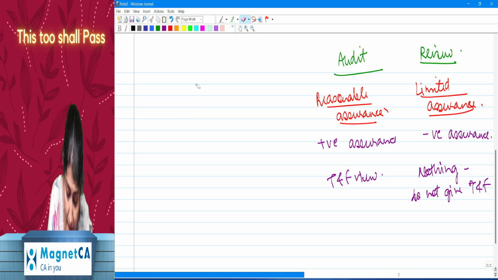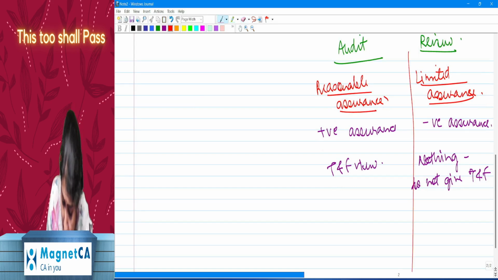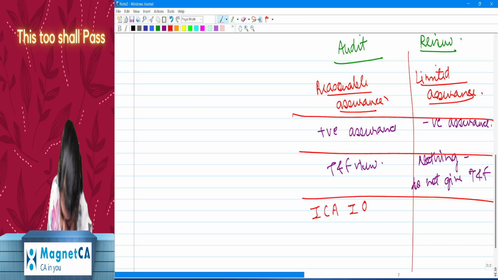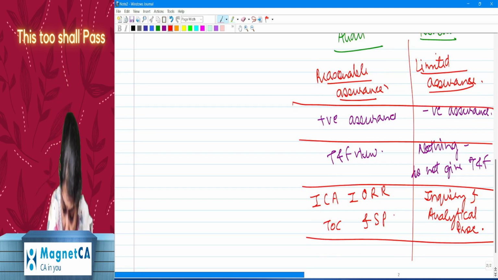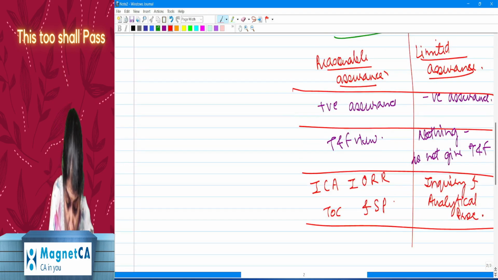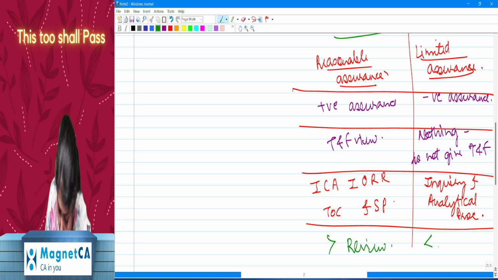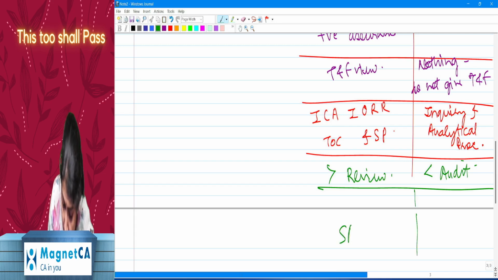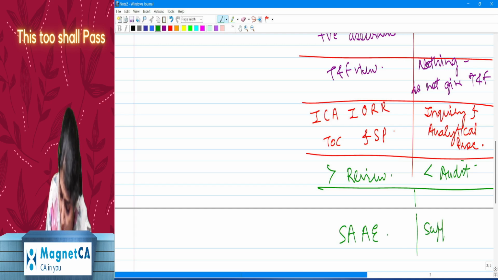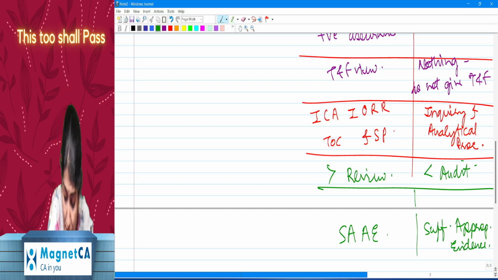In an audit, we have mainly the 7 methods of obtaining audit evidence, namely ICAIORR. In an audit, we do the test of control and the substantive procedures. Whereas in the review, mainly the procedures followed by the CA are inquiry and analytical procedures. So your main focus in case of review is on the inquiry and analytical procedures. So audit is more in scope as compared to a review, and review is less in scope as compared to an audit. In an audit, after performing the audit, we obtain sufficient appropriate audit evidence, whereas in a review, we obtain sufficient appropriate evidence. There is nothing called sufficient appropriate review evidence. It is just sufficient appropriate audit evidence.